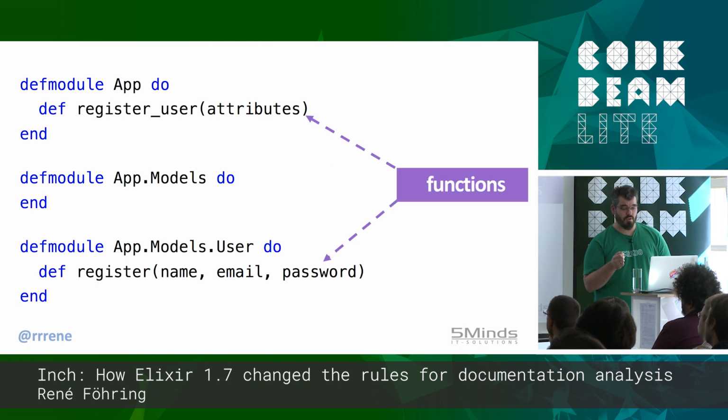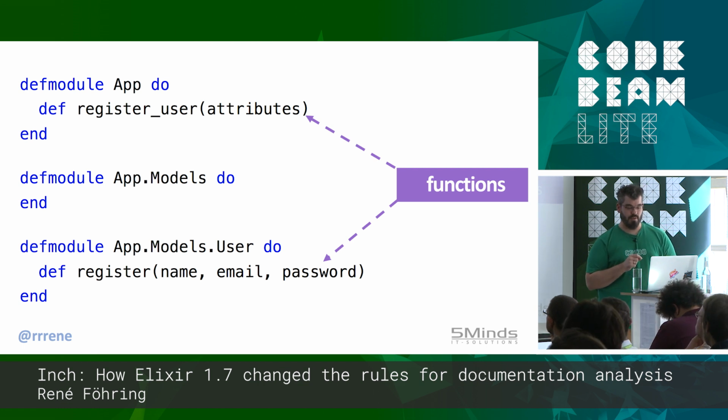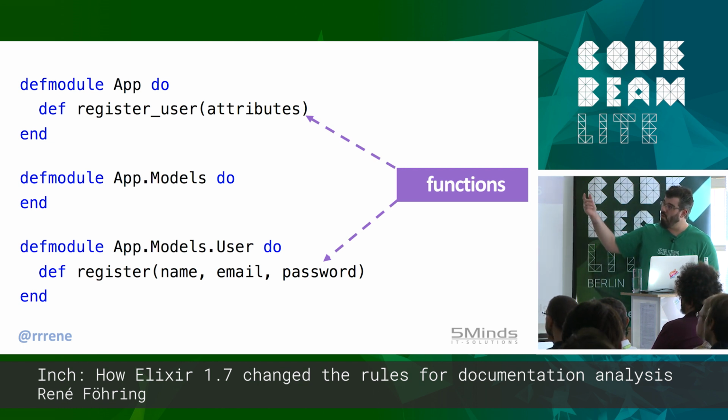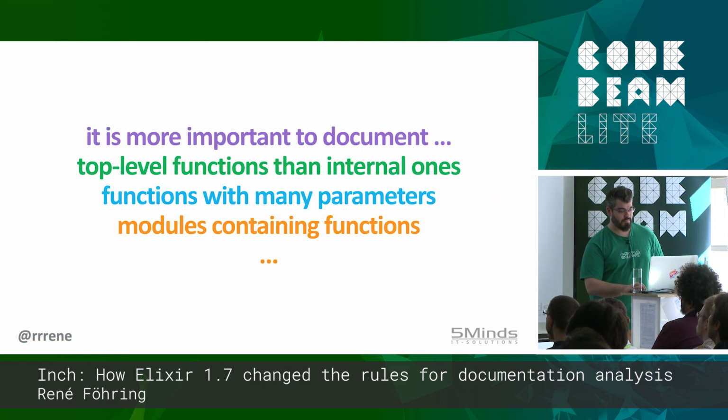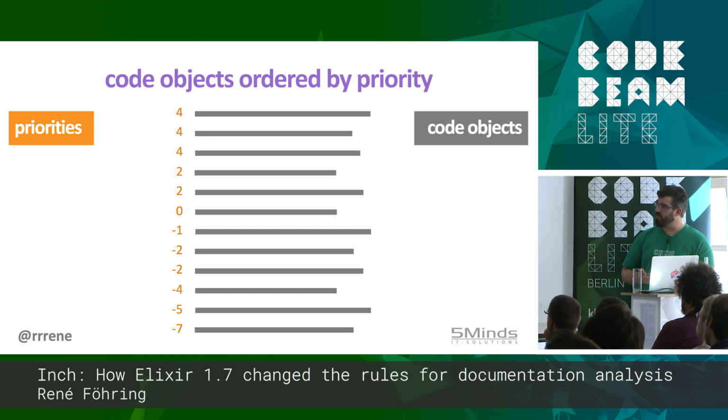Same goes for the two functions, register user and the register function in the user module. Although the second one has more parameters, you could argue that the more top-level one is more important to document for the end user. But I think you get the point. With the help of these rules, we can then determine a numerical priority, just like we did with the scores for each code object. And order the list of all code objects by this value.